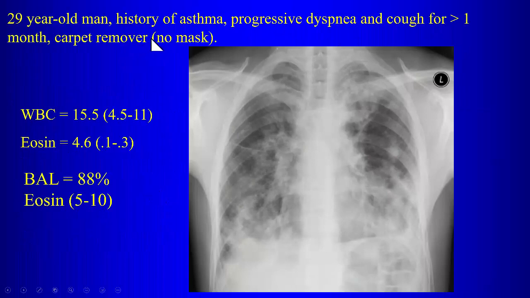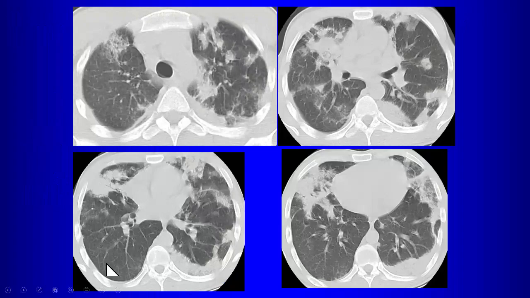So here's a case. A patient had asthma, progressive dyspnea and cough for greater than a month. History of carpet removal, did not wear a mask, so that may have been the inciting agent. You have these consolidations on the chest radiograph, and the patient did have an elevated eosinophil count and elevated eosinophils in the BAL fluid, bronchoalveolar lavage fluid. It may not be obvious on the chest radiograph that the consolidations are peripheral, but you can see on the CT scan that the consolidations are peripheral.